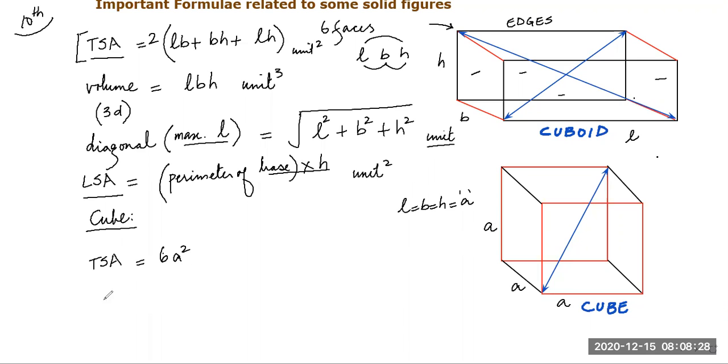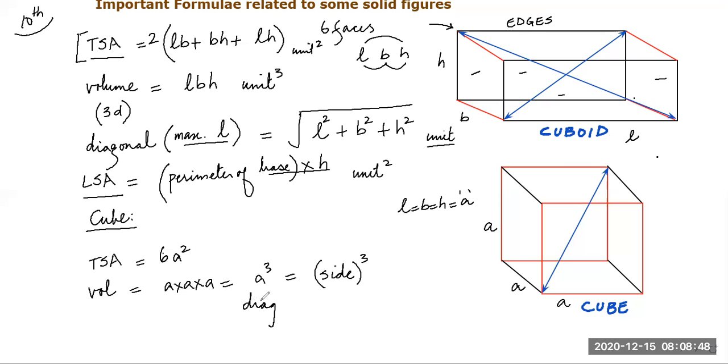Fine. So then comes the volume of the cube. Well, the volume of the cube is again length into breadth into height. So it will be A into A into A. So that will be A cube. So we can write it as side cube.